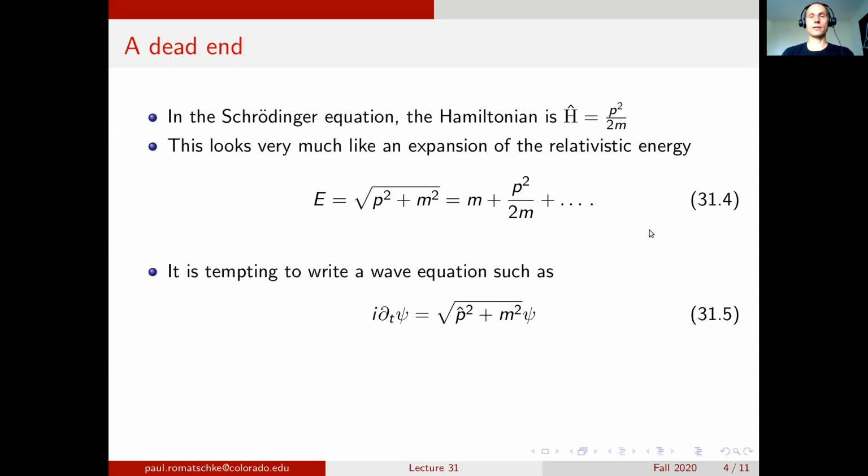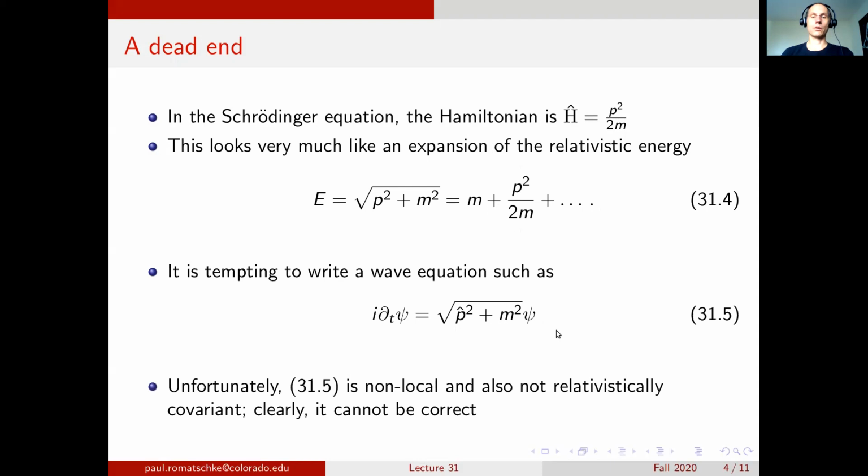So we are tempted to write down a wave equation such as this: i dt psi is equal to the square root of p squared plus m squared acting on psi. But this equation also has some problems. The fact that we have a square root in the operator means that it is non-local. And also the fact that the time and space derivatives don't appear symmetrically means that it is also not relativistically invariant. Clearly, this wave equation 31.5 cannot be the correct relativistic spin 1/2 wave equation.